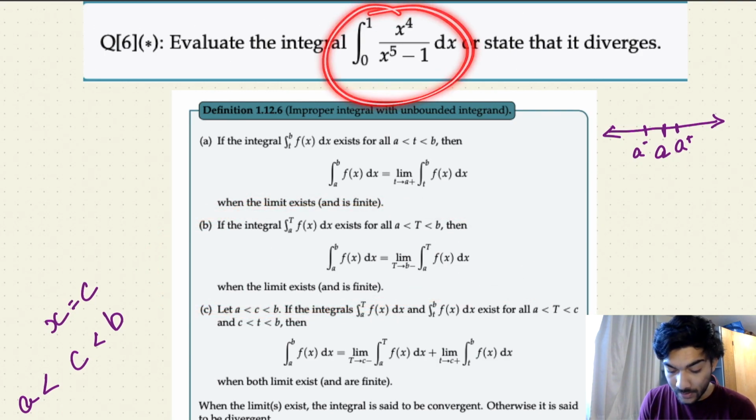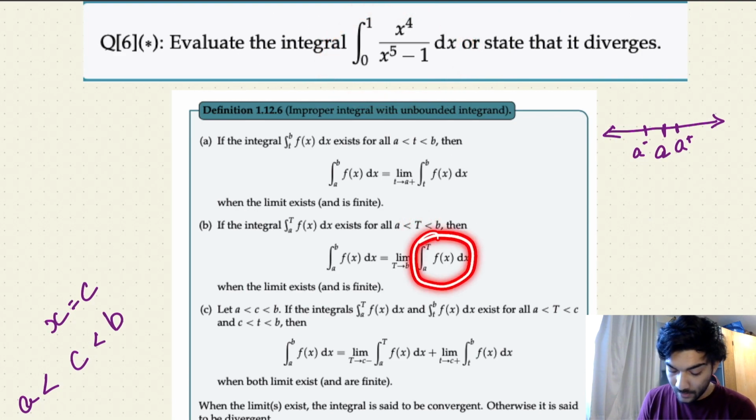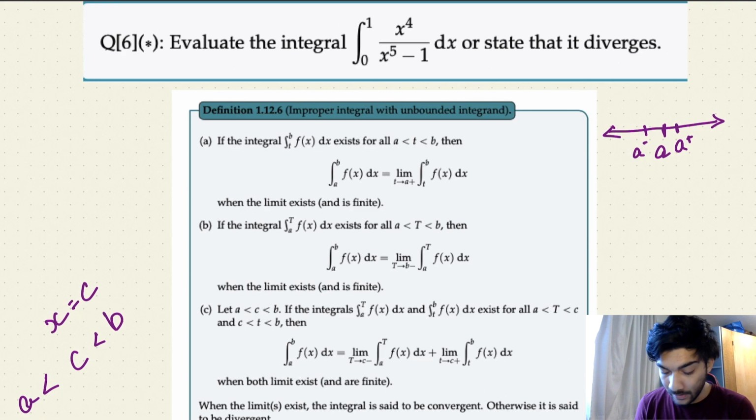So we know that the integral over here obeys the second case. So in order to solve this integral, we'll first have to introduce a new variable capital T and solve this definite integral such that the capital T lies between a and b. And once we solve this definite integral, we'll have to take the limit of capital T approaches b minus in this case, right?